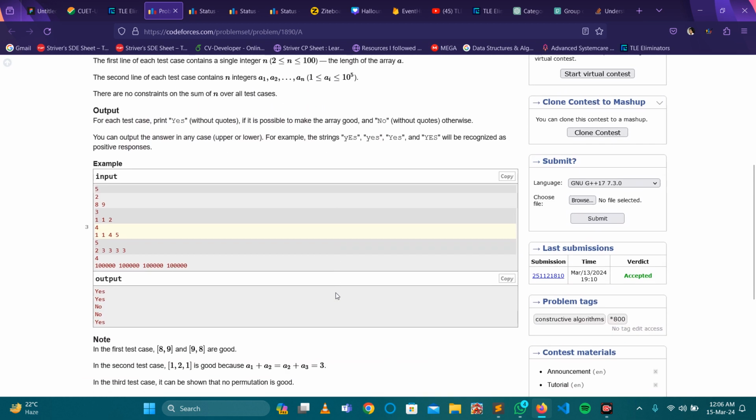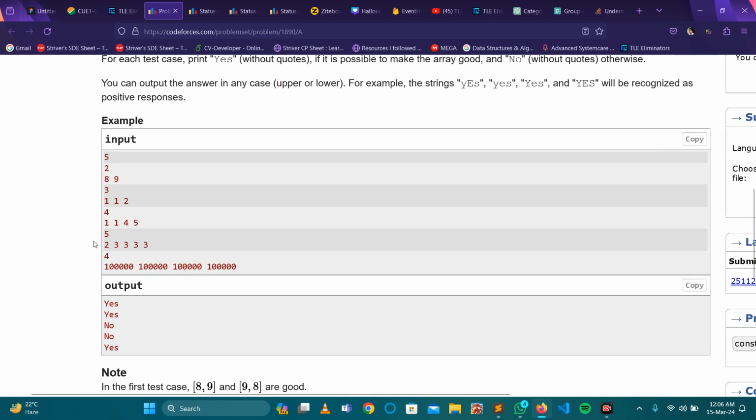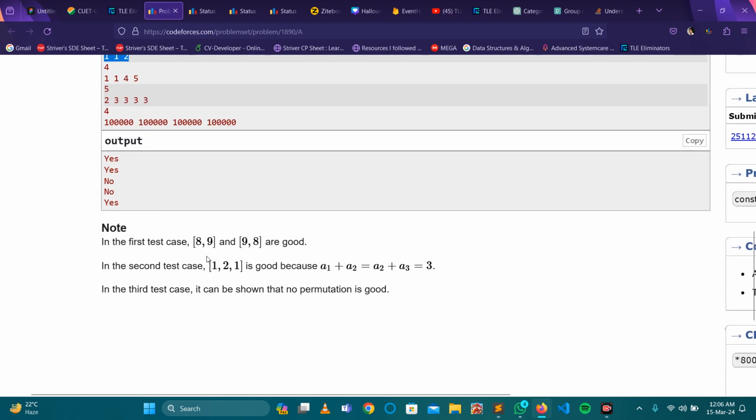For example, let's take the test case here: 1 1 2. We can arrange it as 1 2 1, right? So if we arrange it as 1 2 1, 1 plus 2 is 3 and 2 plus 1 is 3. That is the summation of two adjacent elements. It is equal, right? So it is a good array.